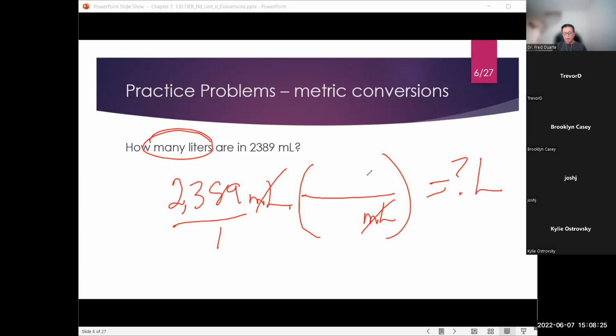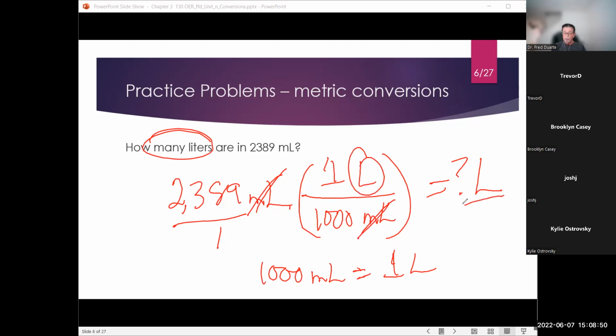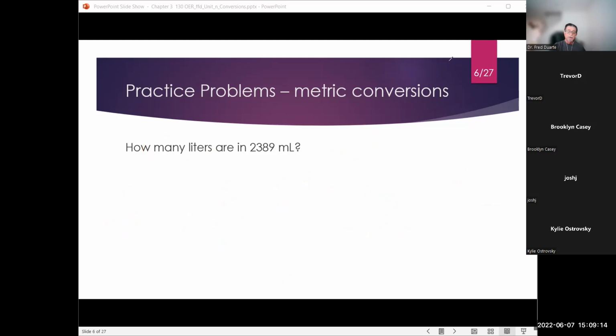And I fortunately know a conversion factor that gives me liters, because I know that there's 1,000 milliliters in 1 liter, right? So I can put that right in there, 1 liter. And so now I got my problem set up. Let's go back and verify. My units cancel, leaving me with units of liters, which is what we're looking for. So I got the problem set up properly. This conversion factor is exact. It's an exact number, so it would not play a factor in my sig figs. So I got 4 sig figs over here. My answer should have 4 sig figs. So I take 2,389 divided by 1,000, and I should have an answer there.